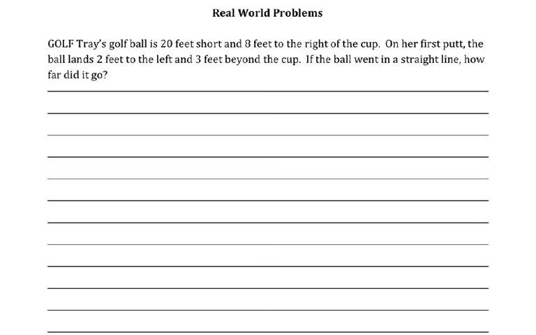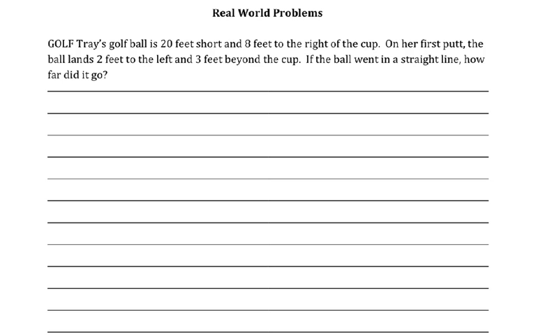Trey's golf ball is 20 feet short and 8 feet to the right of the cup. On her first putt, the ball lands 2 feet to the left and 3 feet beyond the cup. If the ball went in a straight line, how far did it go? Now right now, as you're probably picturing this, you're perhaps coming up blank. And because of that, it's good to always draw a picture as best you can, chunking sentence by sentence.